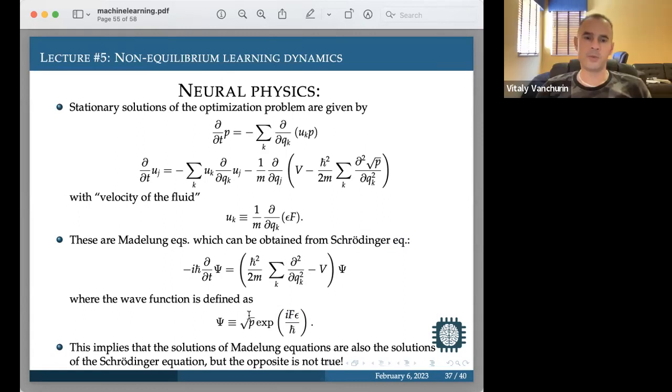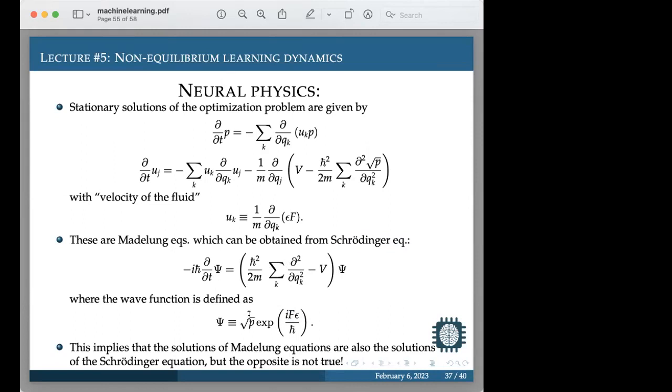Okay. Other questions? Yeah, I have a question. In some contexts, you can use the Madelung equations to obtain some trajectories, as in Bohm mechanics. Do we do something similar in this aspect?